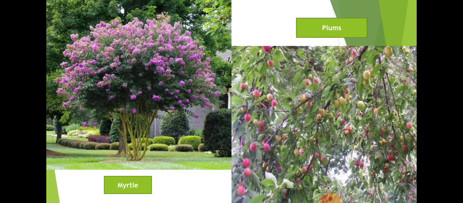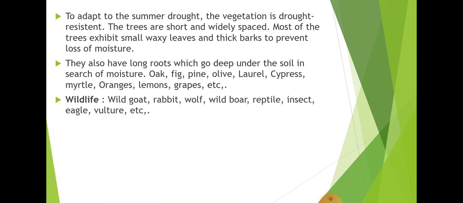Some of the forest pictures, some of the trees, you can see: myrtle, plums. So these are examples of the vegetation found in these regions. To adapt to the summer drought, the vegetation is drought resistant. Basically, during the summer time the temperature is about 50 degrees Celsius on average. So you can imagine the temperature during the summer is very high, and because of that, the trees found in those regions have adapted to that climatic condition, and accordingly they grow.